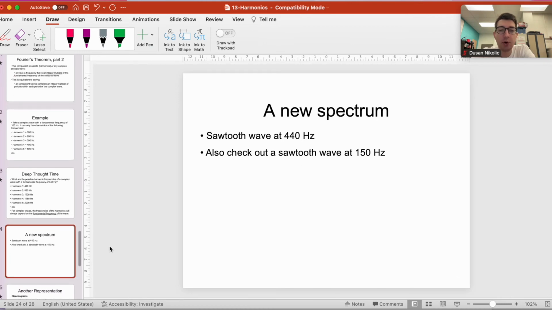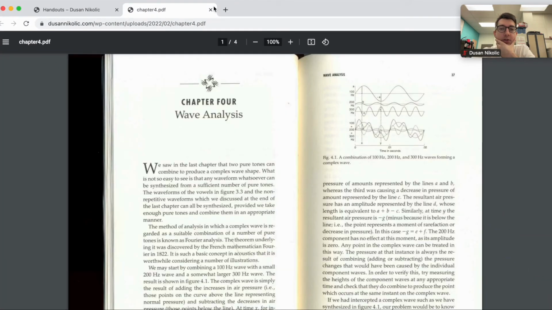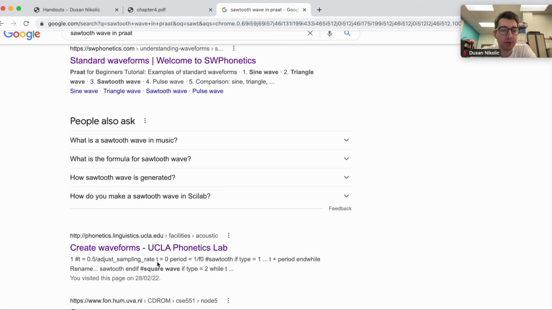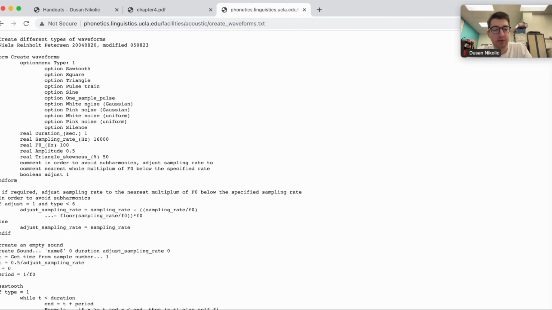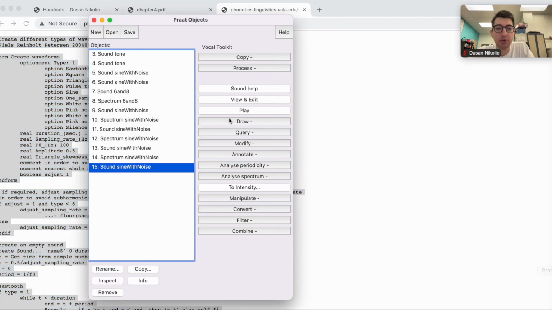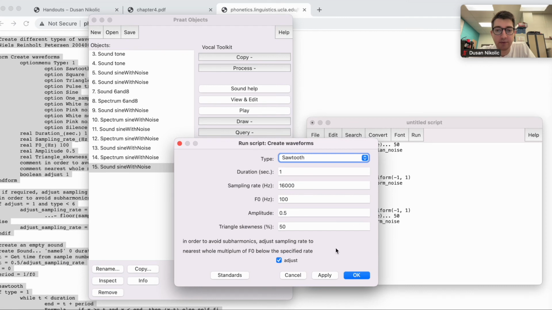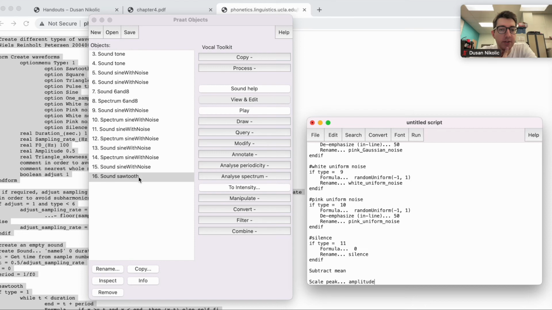A sawtooth wave, yeah, for example, you can do a sawtooth wave in Praat by using a script, so it's easy to use scripts in Praat. It's somewhat more advanced for you right now, but it's easy to run them. I'm just going fast right now. Okay, this is good. Amplitude 0.5, frequency 440, duration 1 second. Okay, good. I'm happy with that. Sawtooth wave.